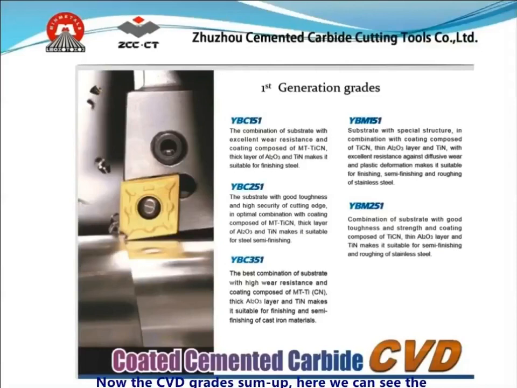Now, the CVD grades sum up. Here we can see the standard first generation grades, YBC15.1, YBC25.1, and YBC35.1, with coating composed of medium temperature titanium carbonitride, 6 layers of aluminum oxide and titanium carbonitride, suitable for steel machining from finishing to semi-finishing applications. Also, YBM15.1 and YBM25.1 for stainless steel machining from roughing to semi-finishing and to finishing applications.